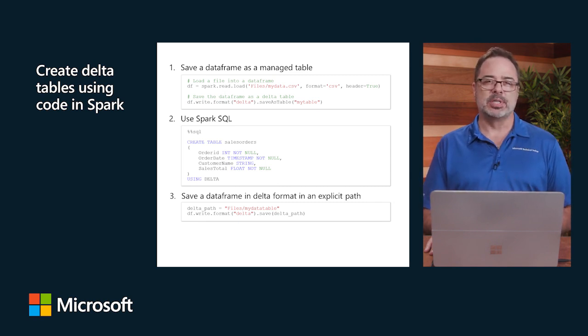This last option will save your data in Delta format without creating a table definition in the metastore. This approach can be useful when you want to persist the results of data transformations performed in Spark in a file format, but you don't want to create a table object within Microsoft Fabric.